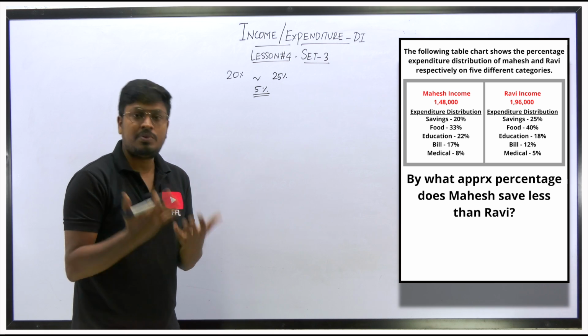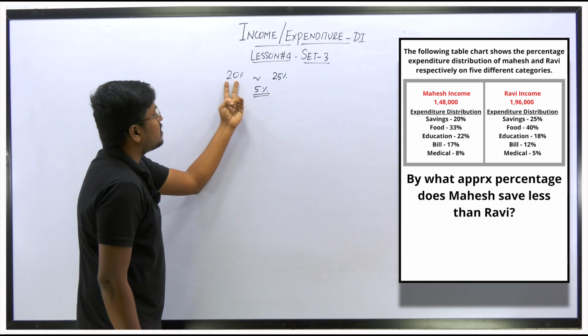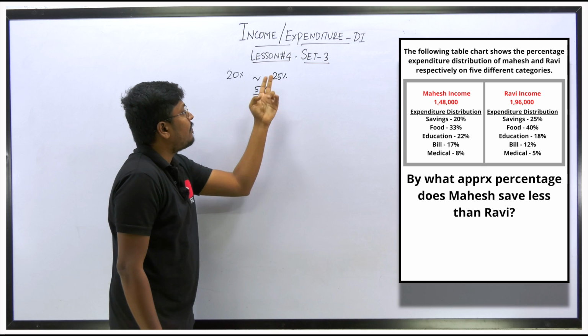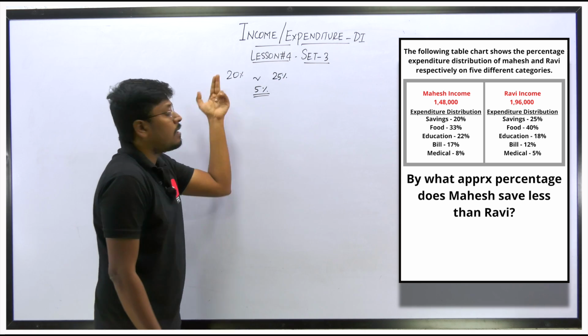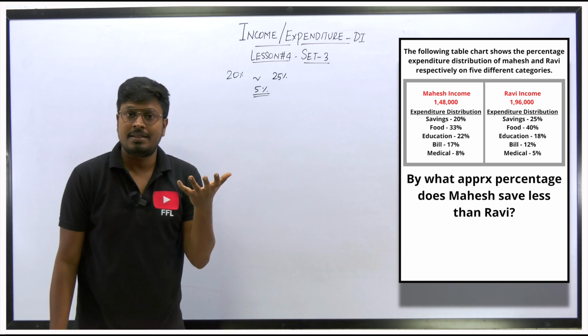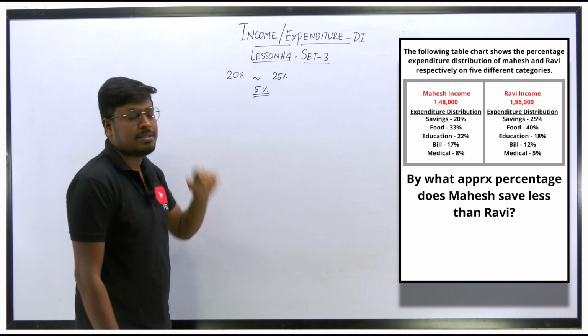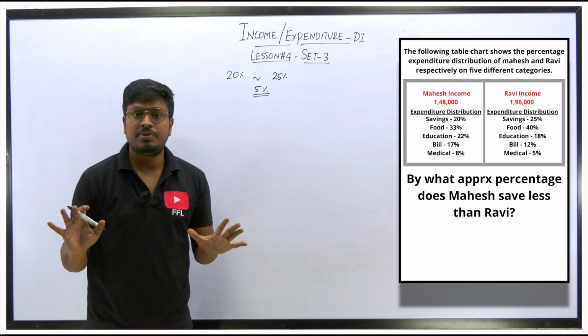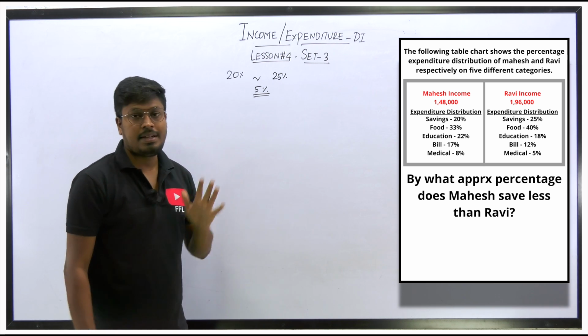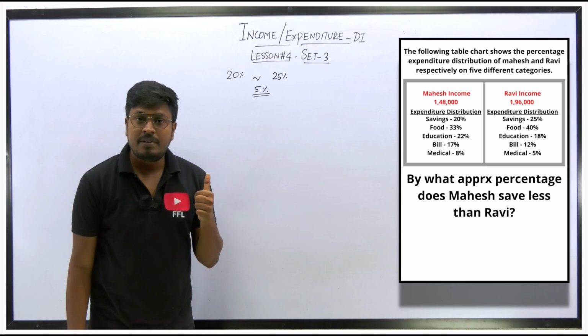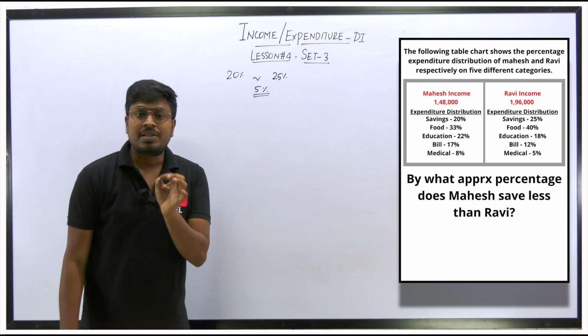So they will say the answer is 5% more. Usually students used to do that, right? Because Mahesh's savings is 20, Ravi's savings is 25. How much percentage less when compared to Ravi? 5% less. So Ravi is 5% more, and Mahesh is 5% less. So students usually say the answer is 5% less. Is this the correct way of solving the question? No, it is actually wrong.